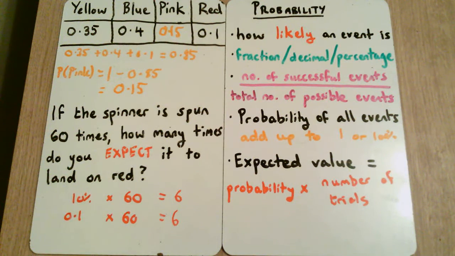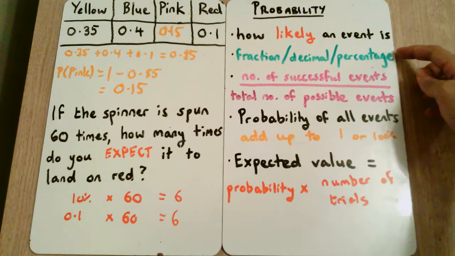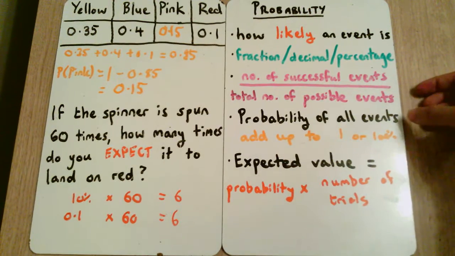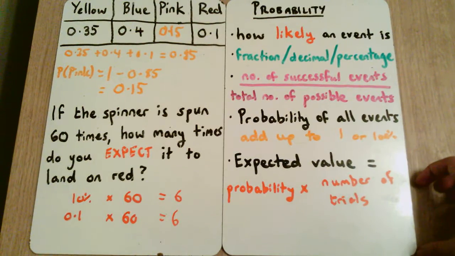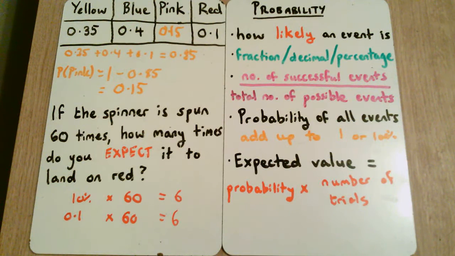And so that is our key overview for probability. It refers to how likely an event is. It needs to be expressed as a fraction, decimal, or percentage. It can be worked out by doing the number of successful events divided by the total number of possible events. And then the probability of all events adds up to 1 or 100%. And then finally, the expected value, the number of times you expect something to happen, is the probability multiplied by the number of trials, the number of times that you do that specific event.